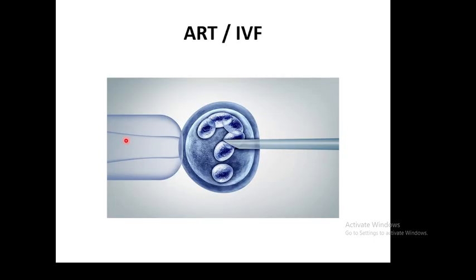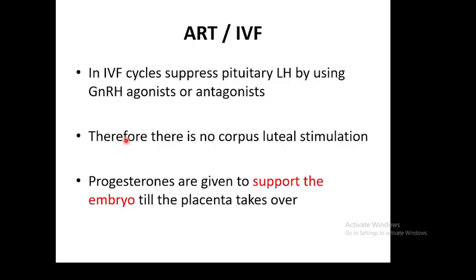In IVF, we artificially manipulate the female cycle. We suppress pituitary LH by giving a GnRH agonist or antagonist. So there is no corpus luteal stimulation after conceiving. So from outside we have to give a progesterone supplement till the placenta functions properly. That means after 12 weeks the placenta will be functioning properly. So till such time, support the embryo with progestins.